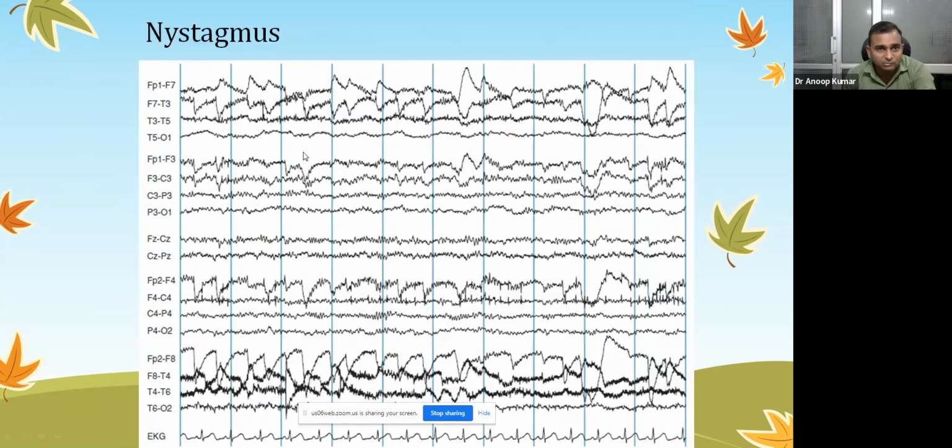These are the nystagmus movements. When there is the classical fast and slow component of the eye, you can see the steep curve and slow recovery, steep curve and slow recovery. You can see multiple nystagmus artifacts of this type, and they are usually limited only to the frontal leads, not the posterior leads.